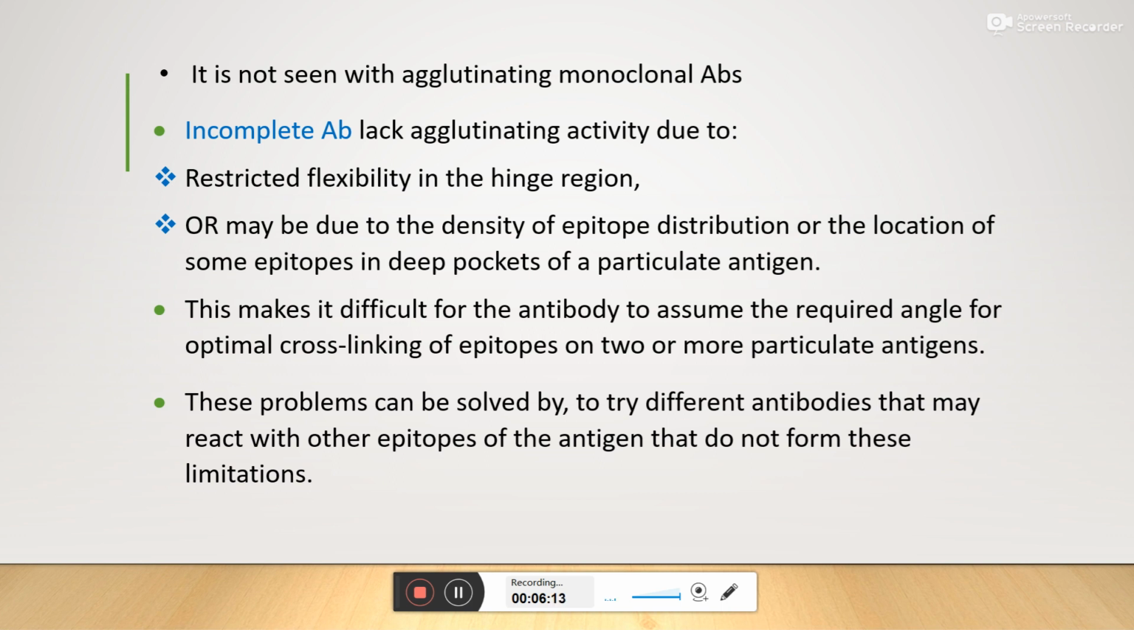This makes it difficult for the antibody to assume the required angle for optimal cross-linking of epitopes on two or more particulated antigens. We can solve this problem by trying different antibodies that may react with other epitopes of the antigen that do not have these limitations. By using different antibodies, we can solve this problem of incomplete antibody.